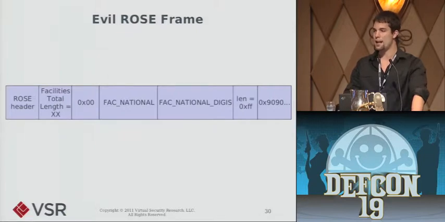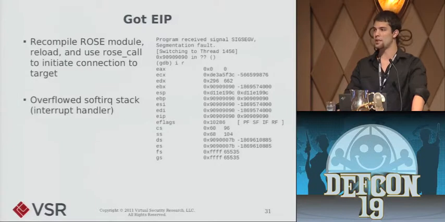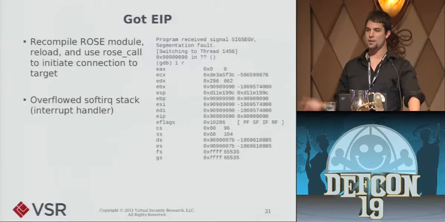And then this length value, which we're setting to 0xFF, which is 255, which is more than enough to cause the overflow, and then a bunch of 0x90s. So you recompile your ROP module, and then you make a connection to your vulnerable host, and it causes a stack overflow on the soft IRQ stack, which is an interrupt handler that's receiving this data. You can see in the debugger on our host we've overwritten the saved return address on the stack, and when that vulnerable function returned, it returned to all 0x90s, which is the value that we put there. So now we control the instruction pointer.